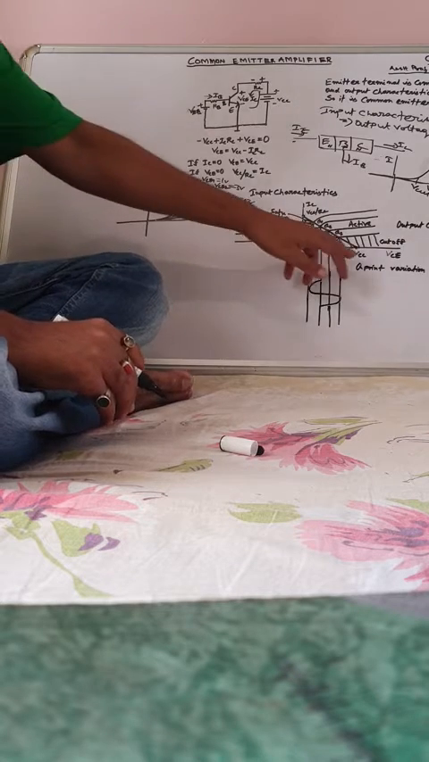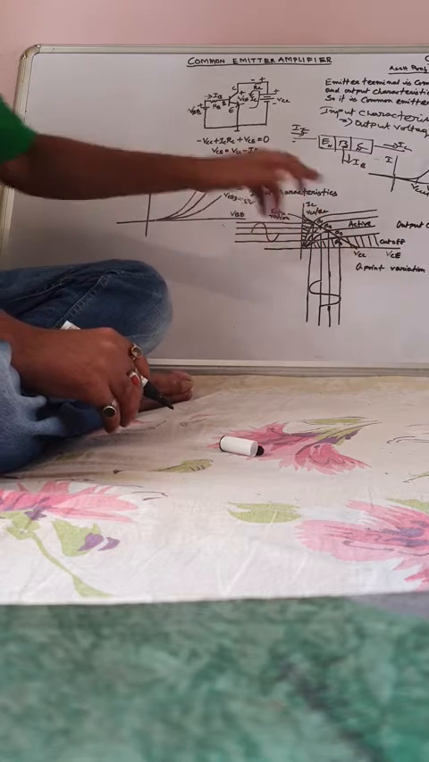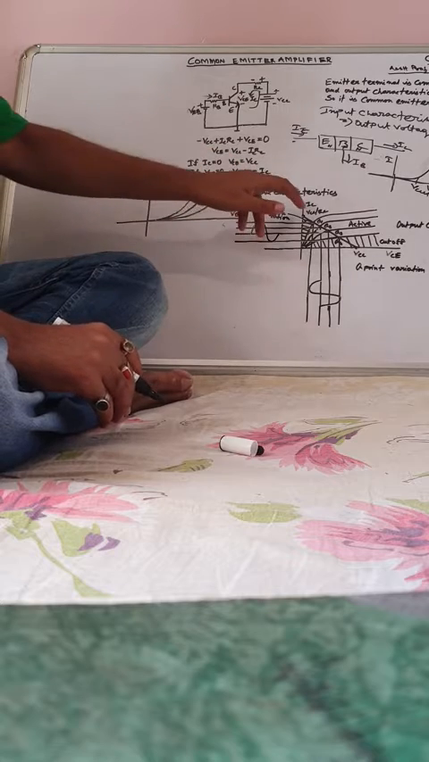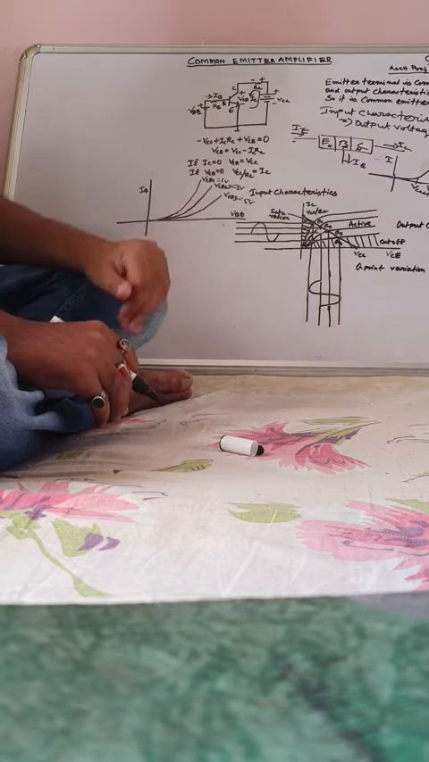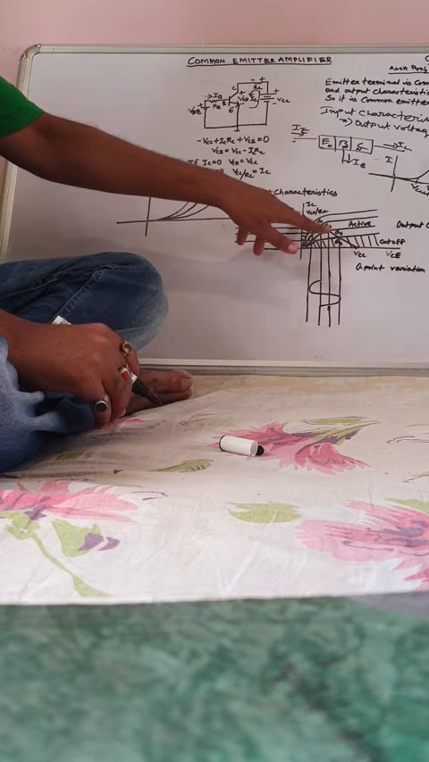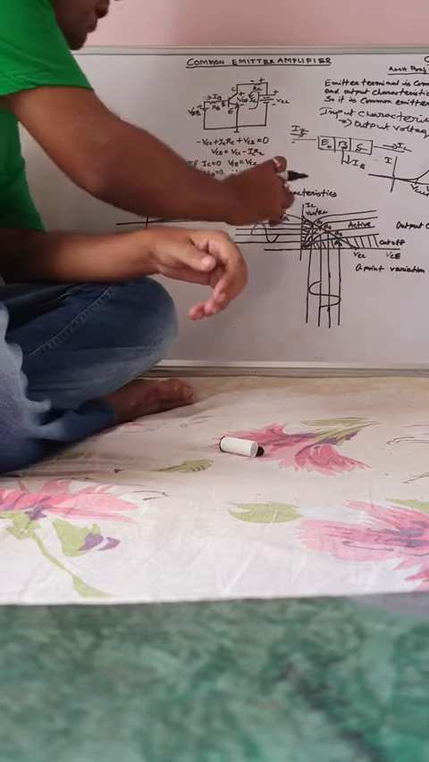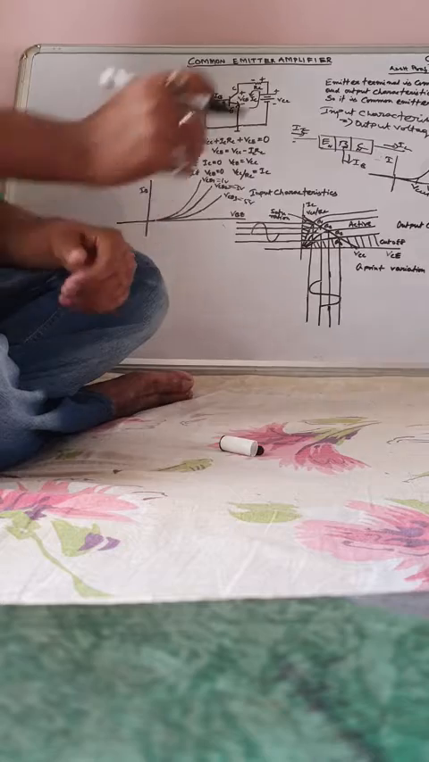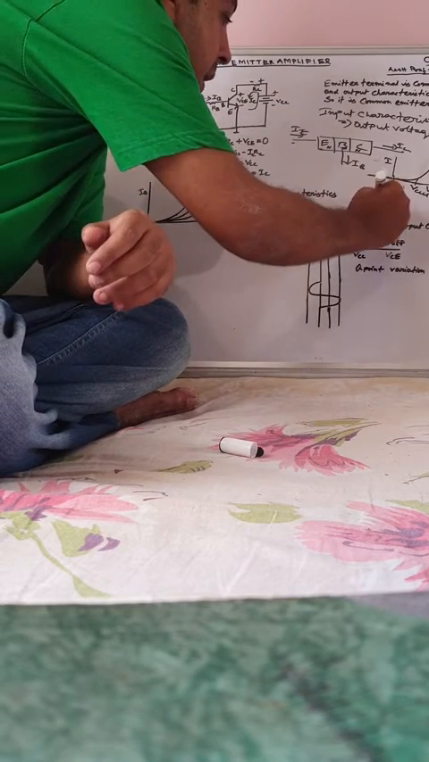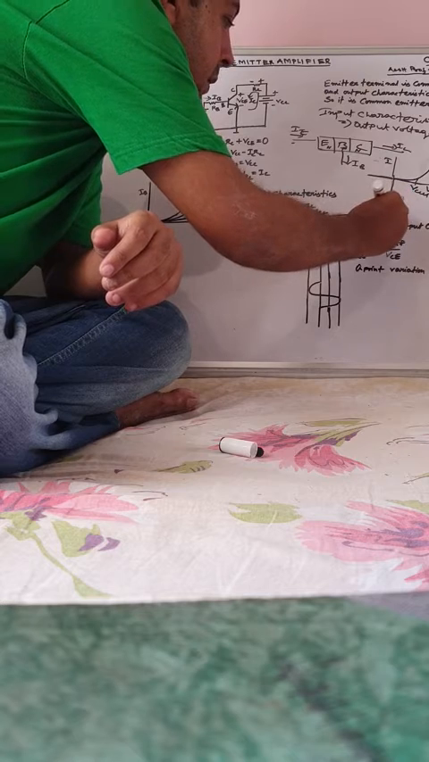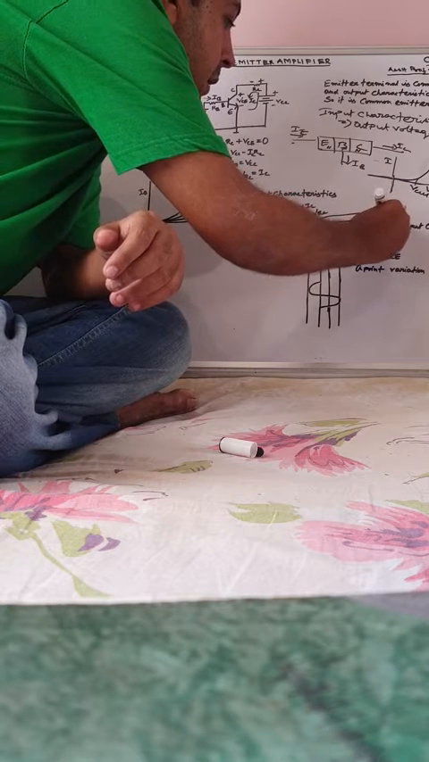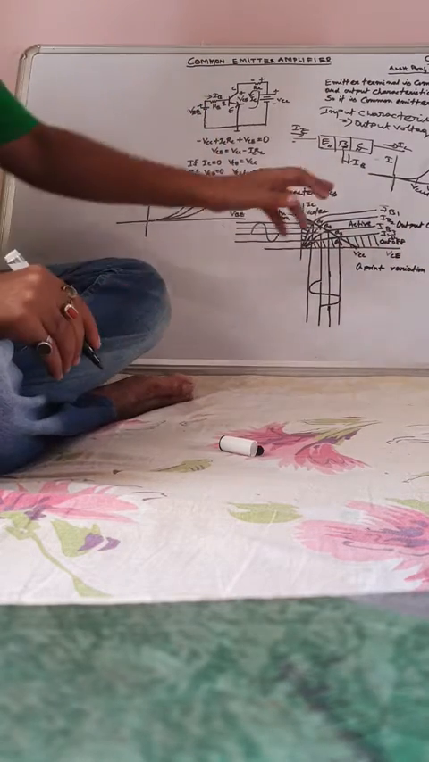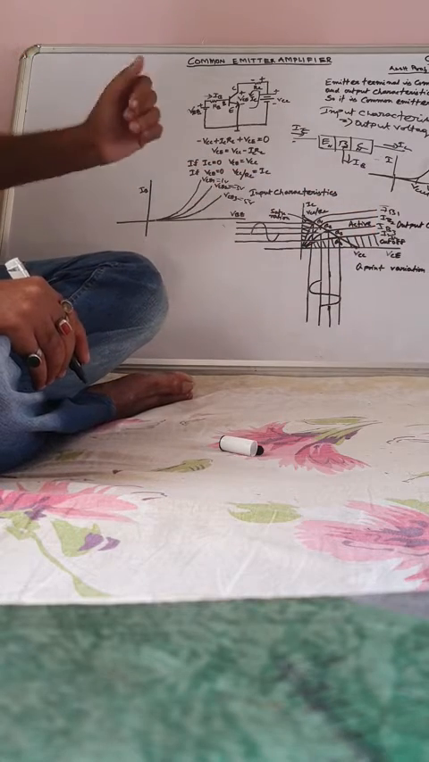See, for this axis, VC versus IC curve, if VC equal to 0, IC equal to VCC by RC. Now if IC equal to 0, VC equal to VCC. These are the two polar points, you can say, on the y axis and x axis respectively. Join these polar points and this is your output characteristics curve keeping IB constant. This is IB1, IB2, IB3, IB4.